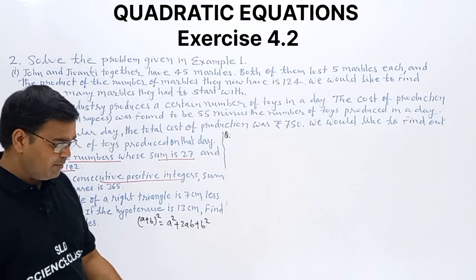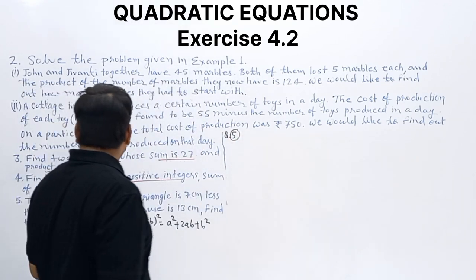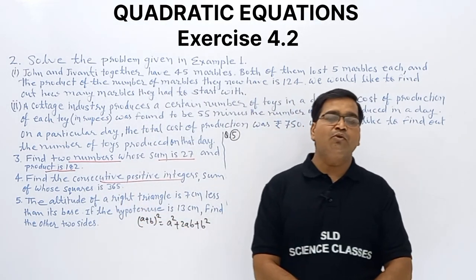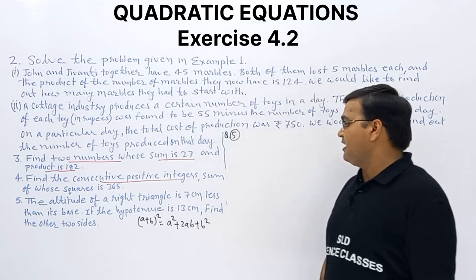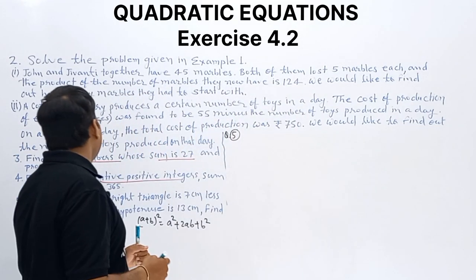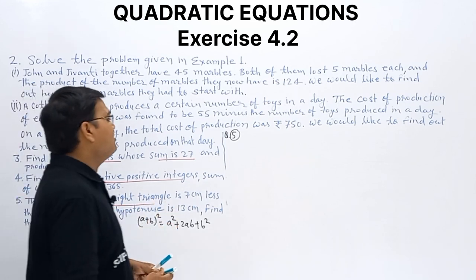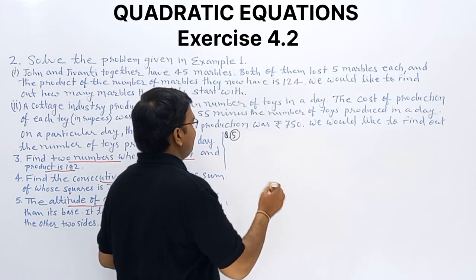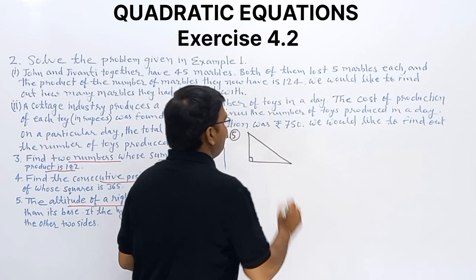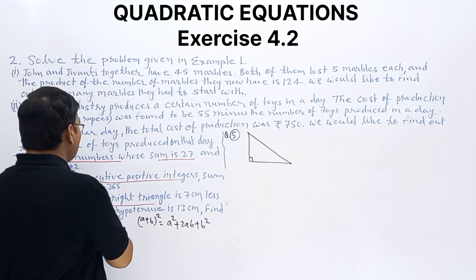Now I am taking question number 5. What is the question? Observe carefully. The altitude of the right triangle is 7 centimeter less than its base. What is given in the question? Altitude means height. Altitude means height of a right triangle. We want a right triangle. First draw the right triangle. In the right triangle, one angle is 90 degree.